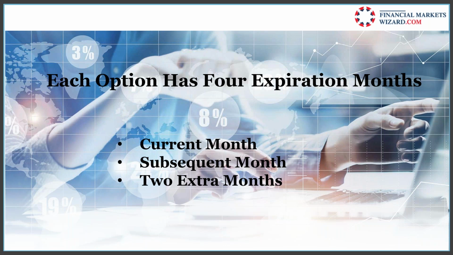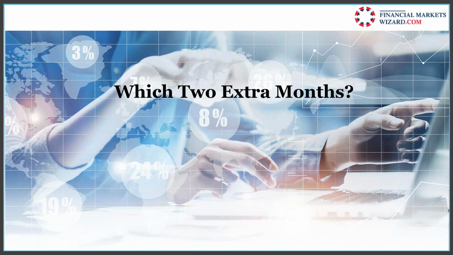And then they add another 2 additional months. So 2 extra months are added to the option chain. All option chains have the current month and subsequent month. This is confirmed, right? Then we have 2 extra months. So which 2 extra months? That's the key. This is what you need to know. You know every option has a current month and the subsequent month, but which 2 extra months?